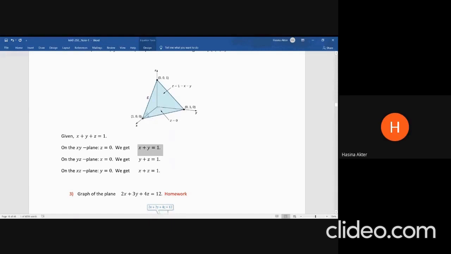This is 1, 0, 0. That means the distance from this point is 1. This is 0, 1, 0. So the distance of this point from the origin is 1. Even this is 1. All good?